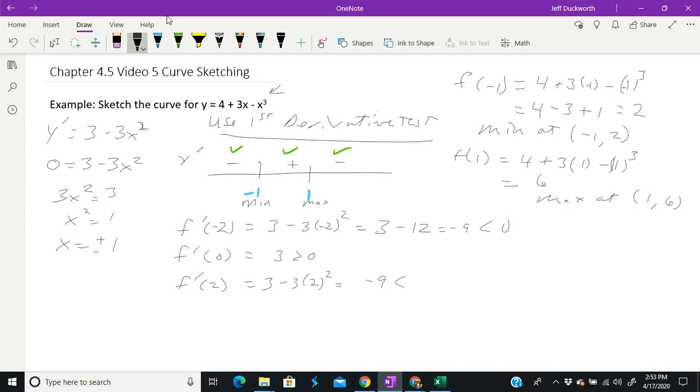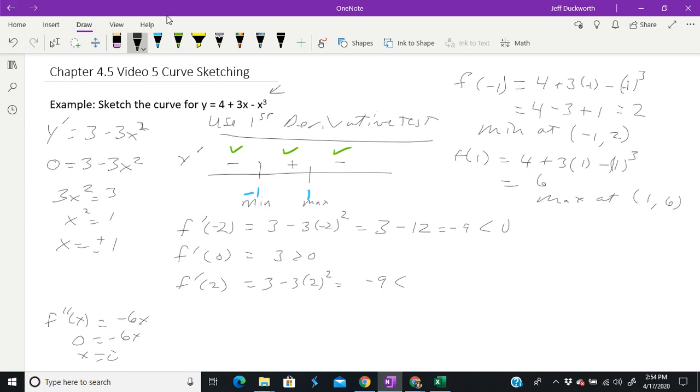Now, clearly we've got a max and min. There should be a point of inflection between them. And I can certainly take a second derivative, so let's do that over here. What's my second derivative? The derivative of 3 is 0. The derivative of negative 3x squared is negative 6x. I can set that equal to 0 to find a point of inflection, and that means x will have to equal 0.